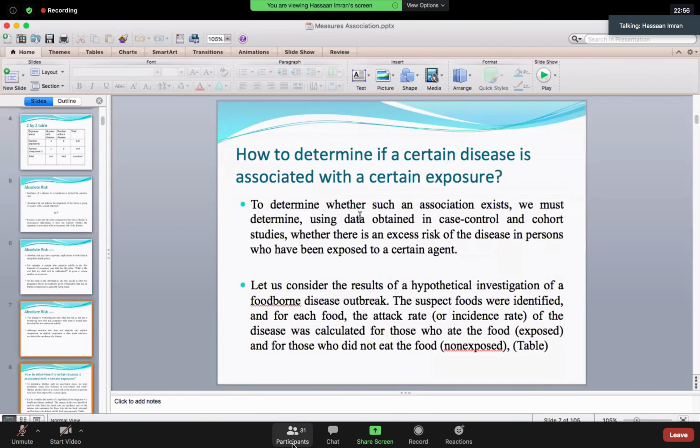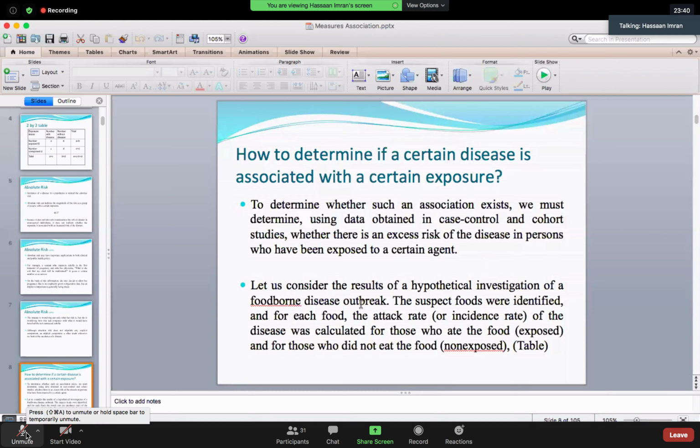See, this is what exactly is written, what I have shared with you, that to determine whether such an association exists, we must determine, either in case control or cohort studies, whether there is an excess risk of the disease in persons who have been exposed to a certain agent. I hope this statement is now clear to everyone. If you are not clear about any word written here, you can ask me. I'll be talking about case control and cohort studies in a short while, once we are clear about these ratios and difference measures. But apart from that, are you clear? Yes, ma'am.